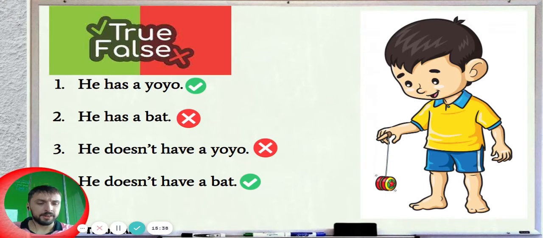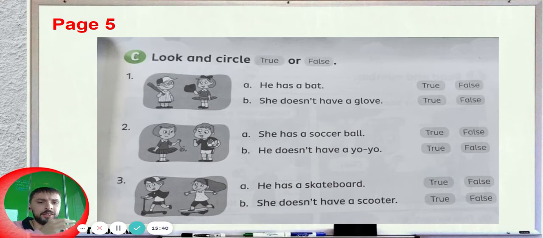Okay, now let's go back to our activity C. So number one A, he has a bat. Look at the boy. He has a bat. Is that true or false? It's true because he does have a bat. That's true.